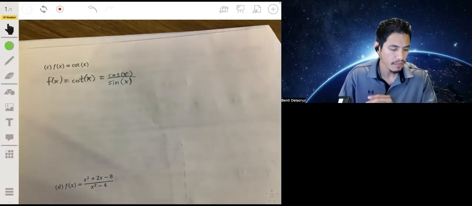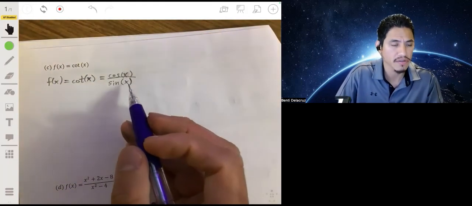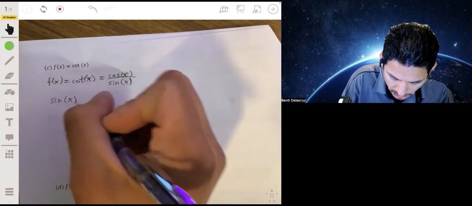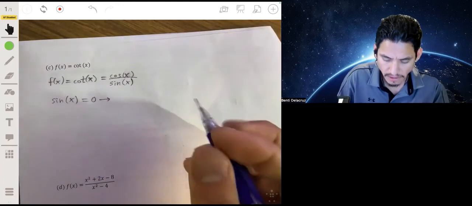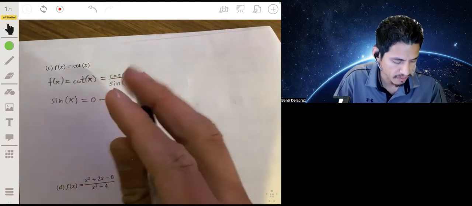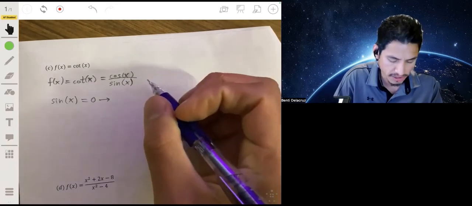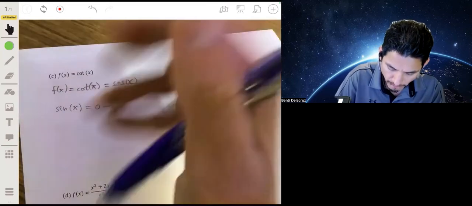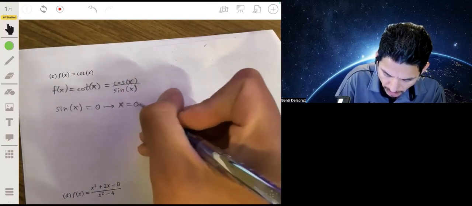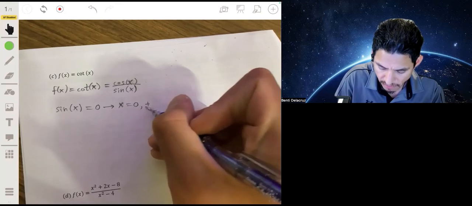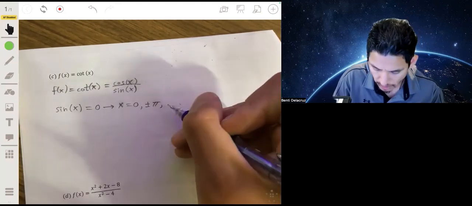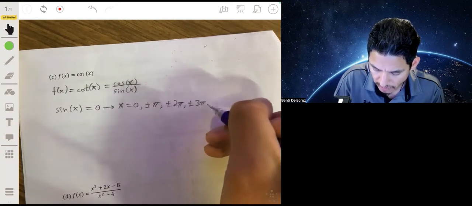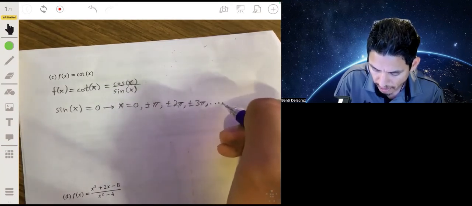So it's not going to be defined for when sine of x equals 0, because that'll make the denominator 0. So when sine of x equals 0, if you remember your unit circle very well, it will be at x equals 0, positive and negative pi, positive and negative 2 pi, positive and negative 3 pi, and so forth. So every pi units, since it's periodic.